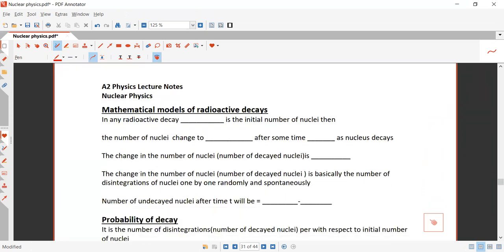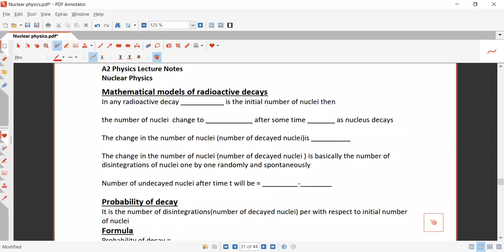Okay. Mathematical model of radioactive decay. In any radioactive decay, students, let's say N naught is the initial number of nuclei, right? Then the number of nuclei is going to change to, let's say, N final after some time delta t, right? Then this change in the number of nuclei, delta N, is going to be N naught minus N final, right? The change in the number of nuclei, or the number of decayed nuclei, is basically the number of disintegrations of the nuclei one by one, randomly and spontaneously.